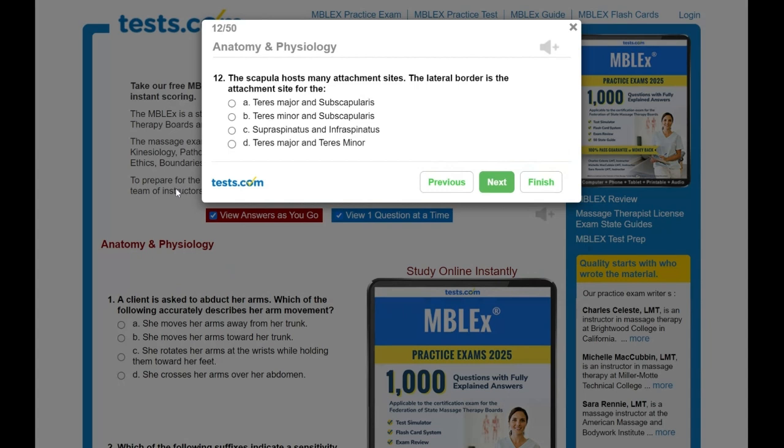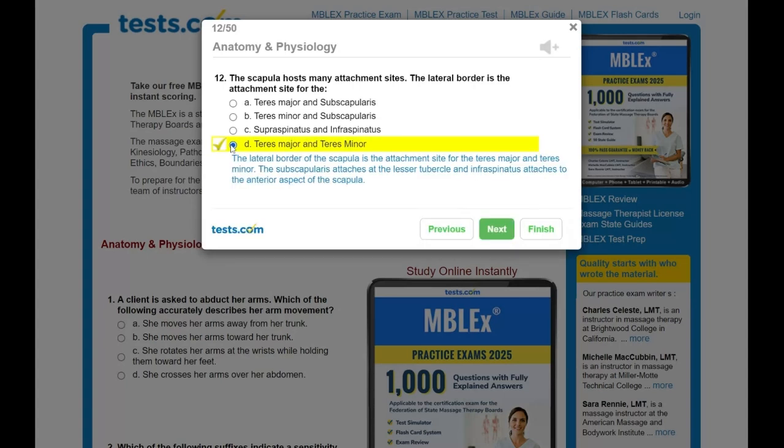Question 12. The scapula hosts many attachment sites. The lateral border is the attachment site for the A. Teres major and subscapularis. B. Teres minor and subscapularis. C. Supraspinatus and infraspinatus. D. Teres major and teres minor.